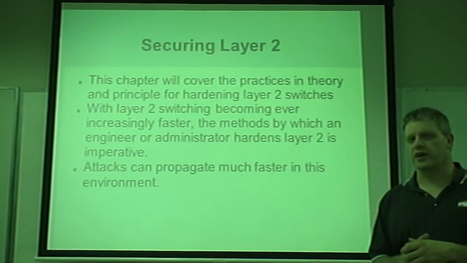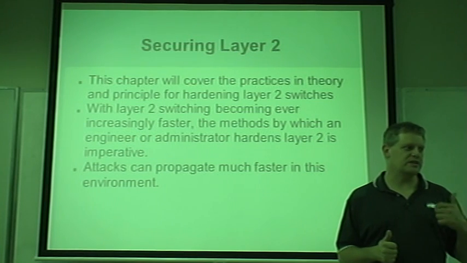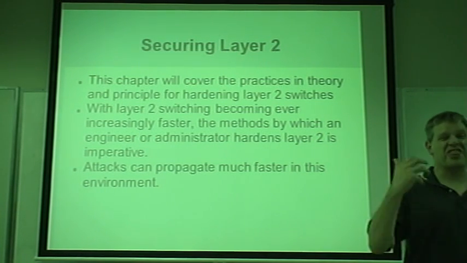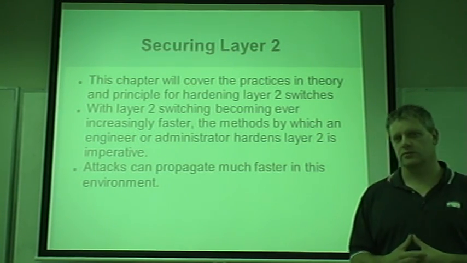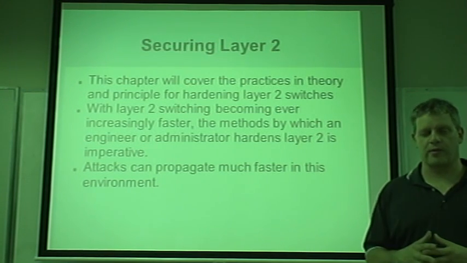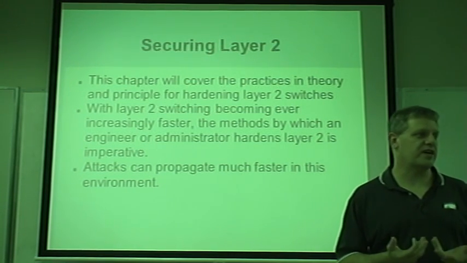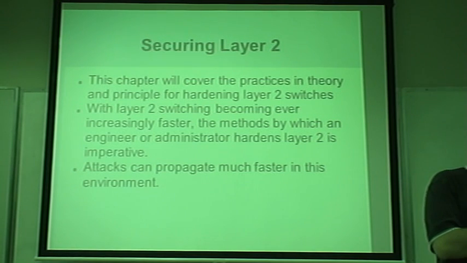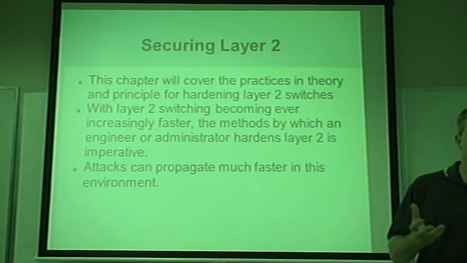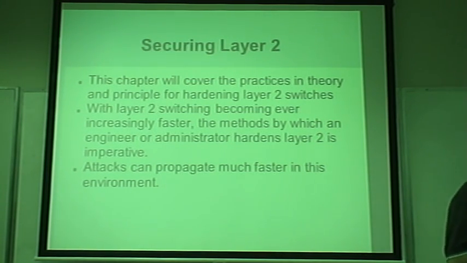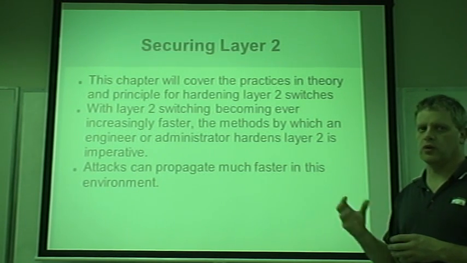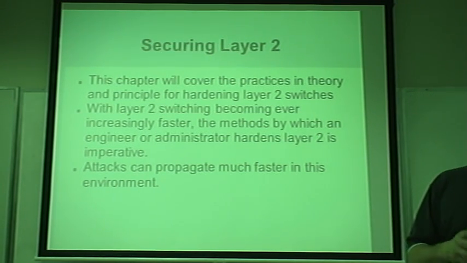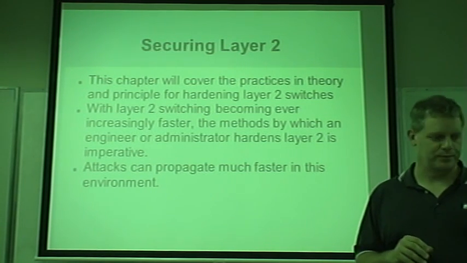We're getting into speeds of gigabit, 10 gigabit, 100 gigabit, 1,000 gigabit networks, mostly over fiber optic. But it's getting that fast. And Layer 2 switching is very important, how we manage it and how we set it up for security. Because since those speeds are so fast, if an attack happens on a local area network, it can propagate at lightning speed.